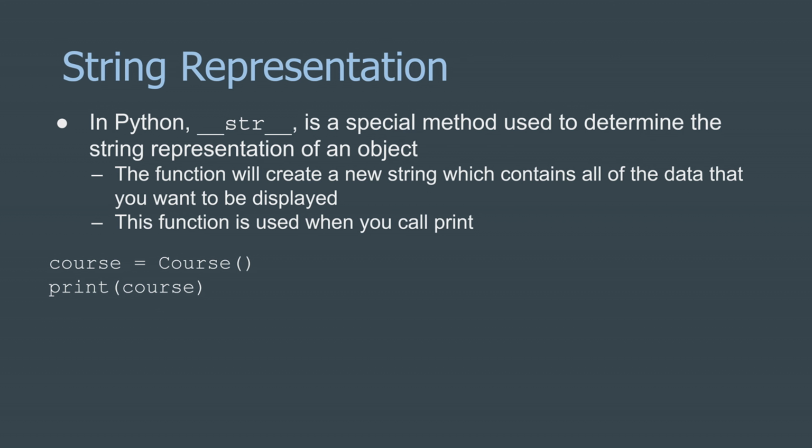Now you can put whatever data you want into that string. That's up to you. But it's very useful when you're debugging because you might want to print out an object, and hopefully your dunder str function will put the correct data into that string so you can see which product it was that you're checking at this point. Does it have the right price and the right description and so on?